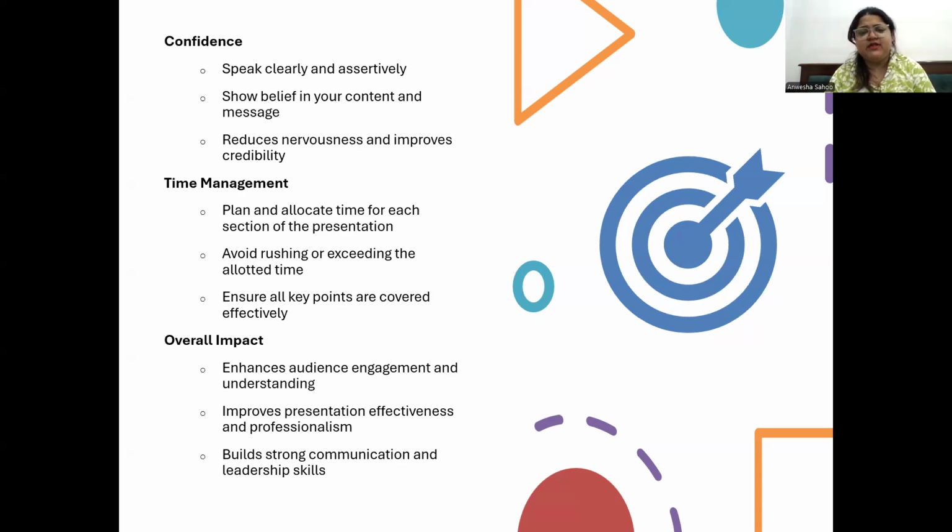Also, a very important thing is time management. Plan and allocate time for each section of the presentation. Avoid rushing or exceeding the allocated time. So plan accordingly so that at the end you don't have to rush. Ensure all key points are covered effectively so that the audience gets engagement and understanding. They have a proper understanding of whatever you are speaking. It will improve presentation effectiveness and professionalism. So ultimately, it will build strong communication and leadership skills.